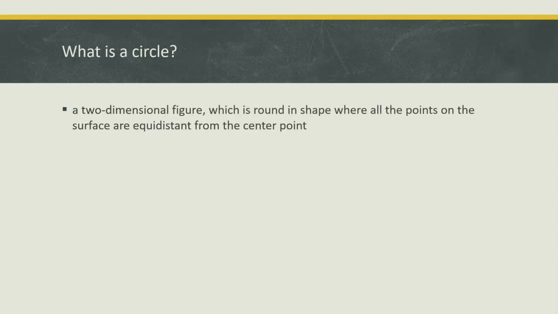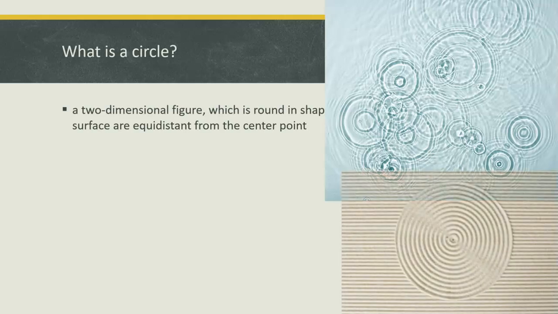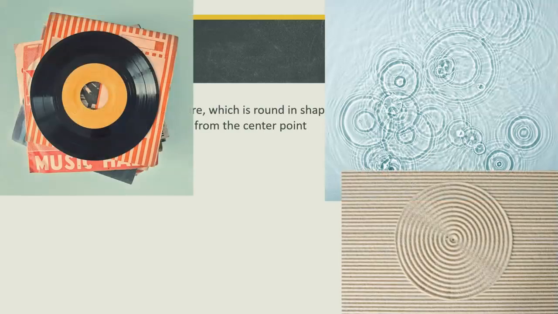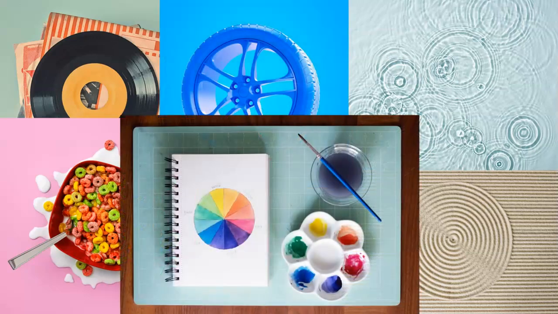First of all, what is a circle? A circle is a two-dimensional figure which is round in shape and all the points are equidistant, or the same distance, from the center point to the circumference. And we see circles everywhere in our daily life, so it is important to know what a circle is and how to measure it. So we see circles in nature, we see them in our music, we see them in our food, as well as our transportation and in our art.